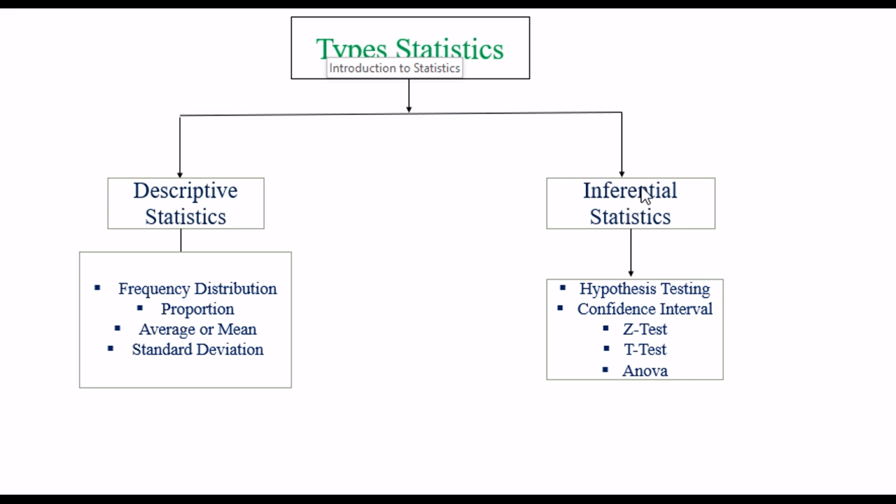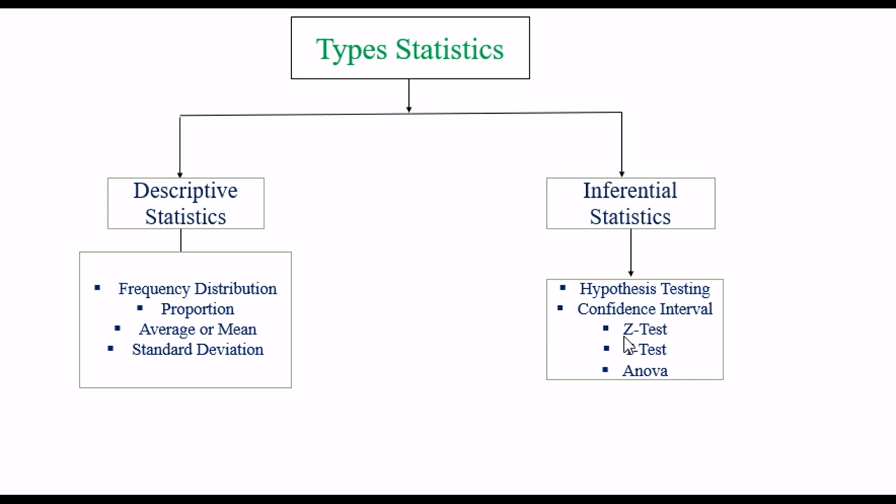Then the inferential statistics, which is the second part of statistics. Under inferential statistics, we have hypothesis testing, in which you take a sample and derive a decision about the population from the sample. And also we have the confidence interval. We use the confidence interval to determine the range of an event that occurred in a certain data collection.